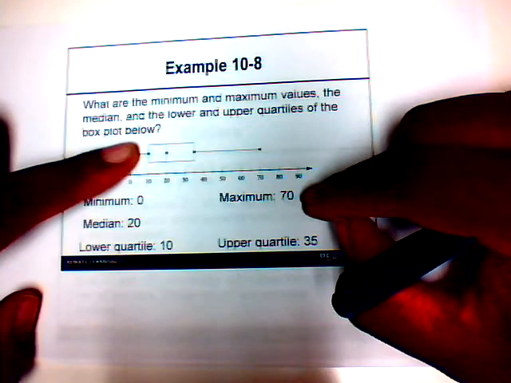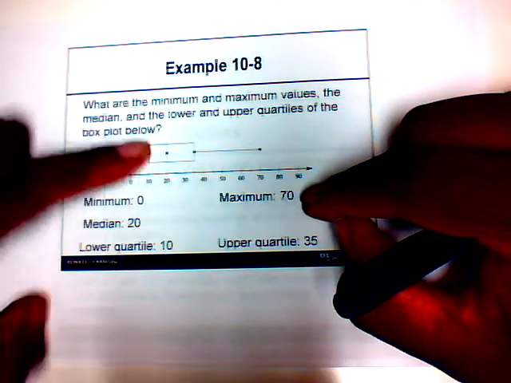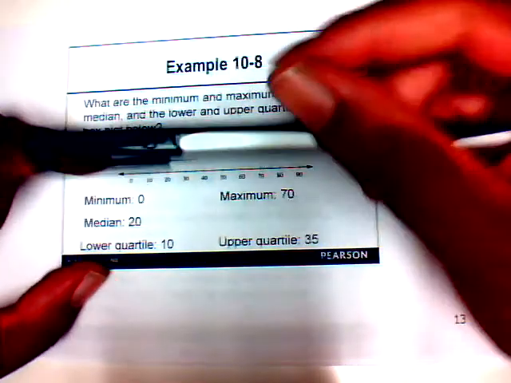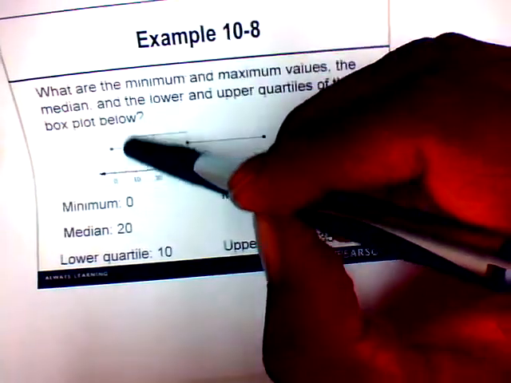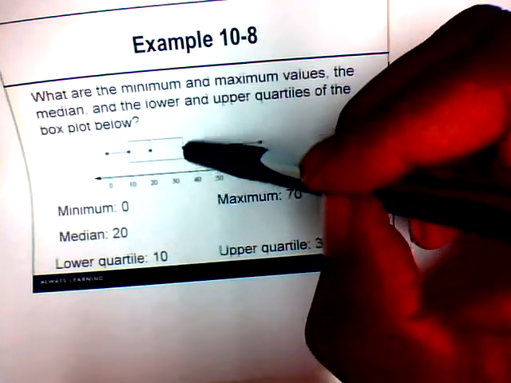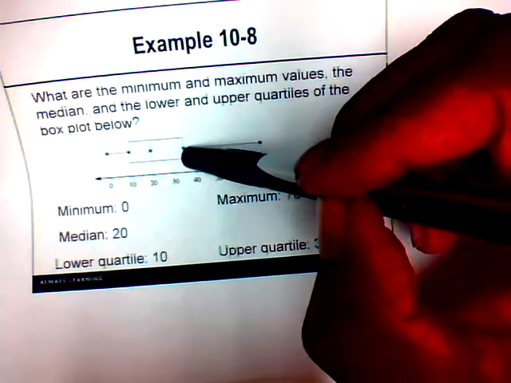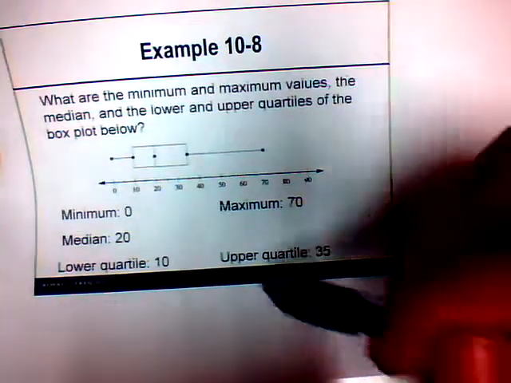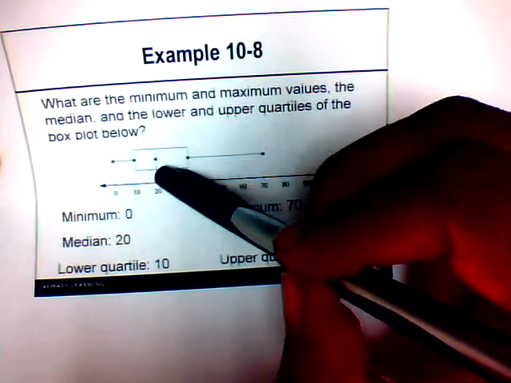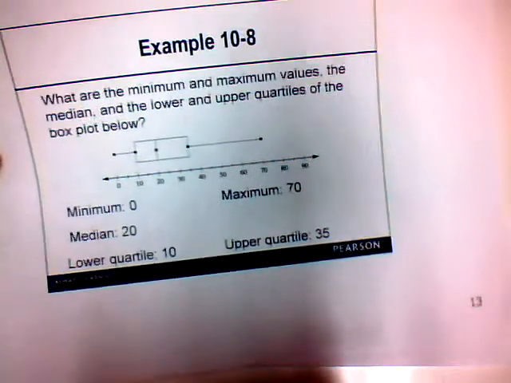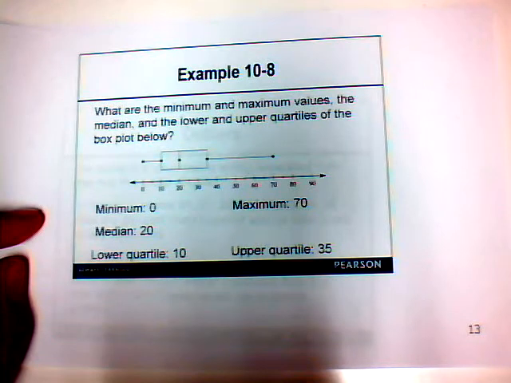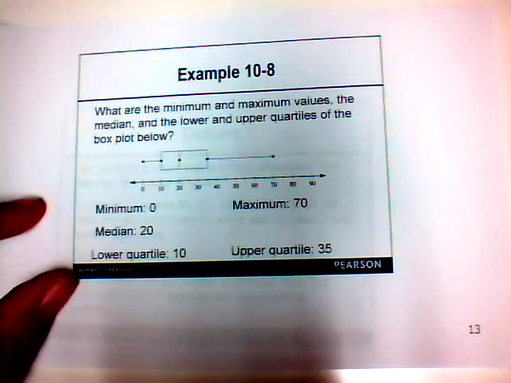The lower and the upper quartiles: here's the lower quartile right here. That's this dot where the bar is at. That's 10. Then the upper quartile is going to be this dot right here where the bar is at on the far end. That's going to be 35. The median is going to be this dot that's inside the box. That's 20. So that's how you identify the minimum and maximum values, the median, and the lower and upper quartiles for any box plot.